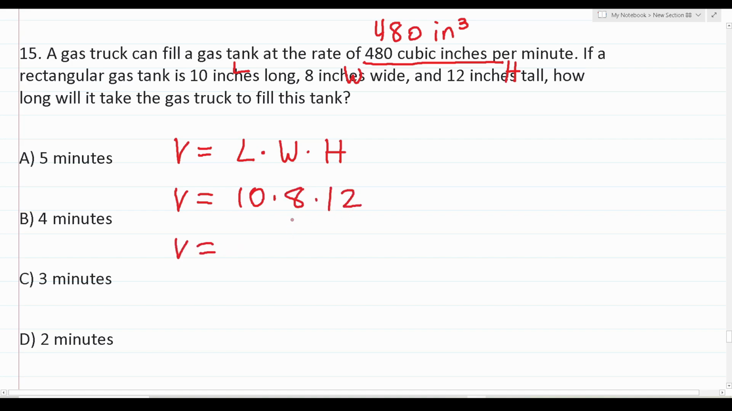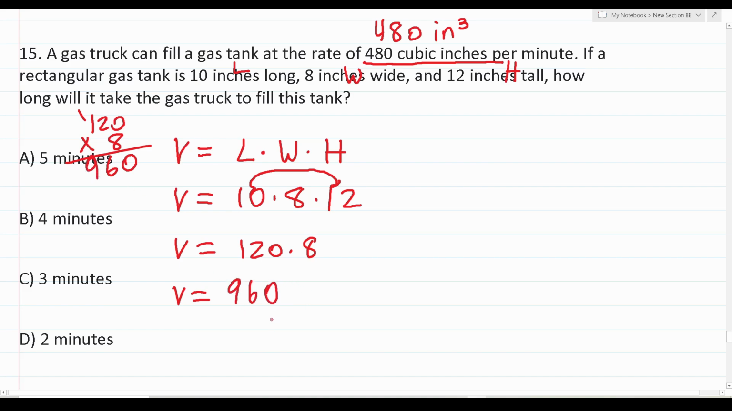All right, so let's work this out. I'm going to do this like this. 10 times 12 is 120, so this becomes 120 times 8. And so as not to make a mistake here, I'll actually work this off to the side. We have 120 times 8. 8 times 0 is 0. 2 times 8 is 16, carry a 1. 8 times 1 is 8, plus 1 is 9. So this is 960. So the volume of our gas tank is 960 cubic inches.